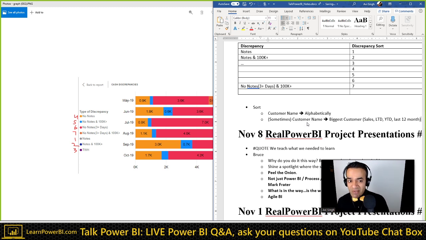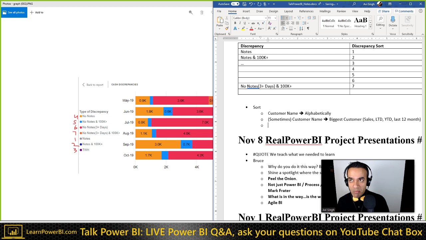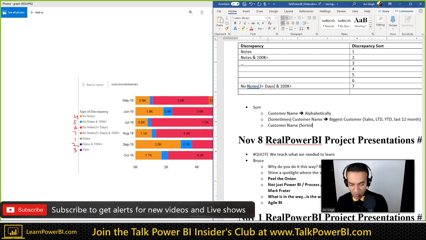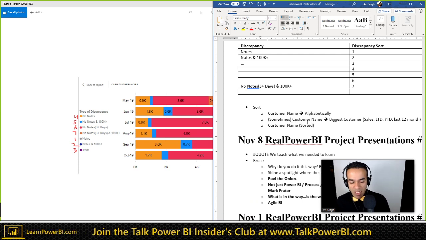Now, of course, a fix is really easy where you basically duplicate the column. Again, it's really easy, and I would just, I think in the course, obviously you can give it a good name like customer name sorted, or customer name by total sales or something like that.